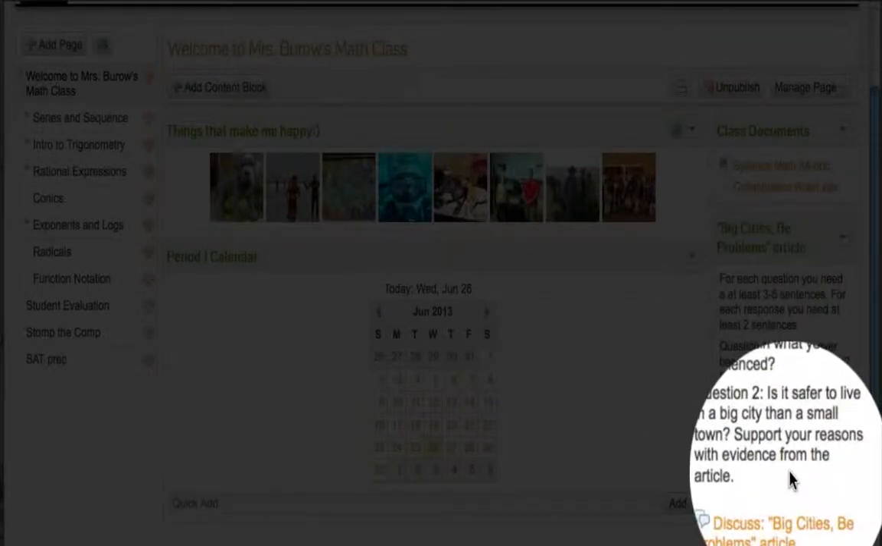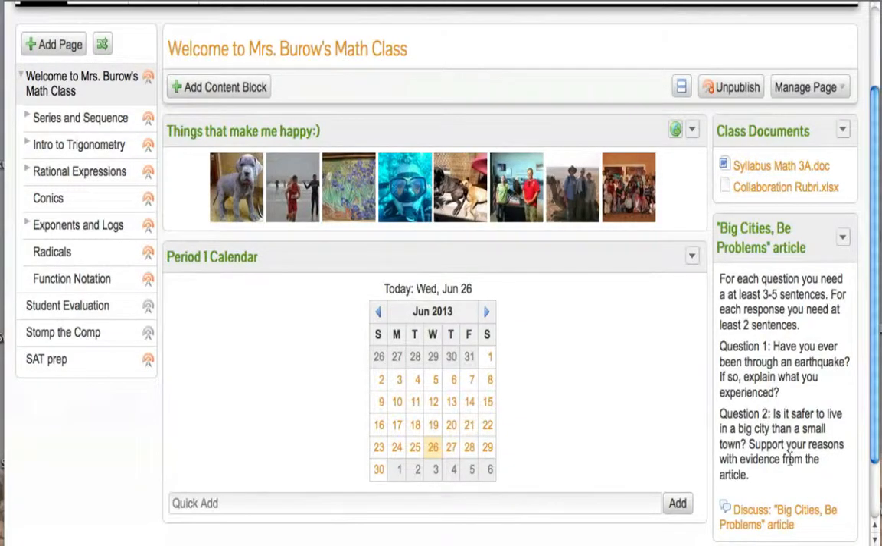This is my first time doing a discussion board. That's also on my welcome page. So my Algebra 2 students were doing exponents and logs. And I found an article on earthquakes, and I attached it here for everyone to read and opened up a discussion board and asked these two questions.